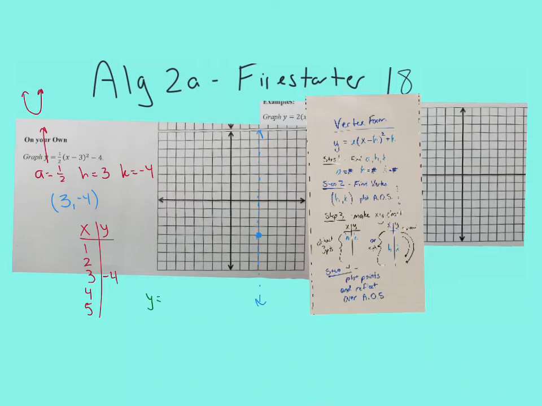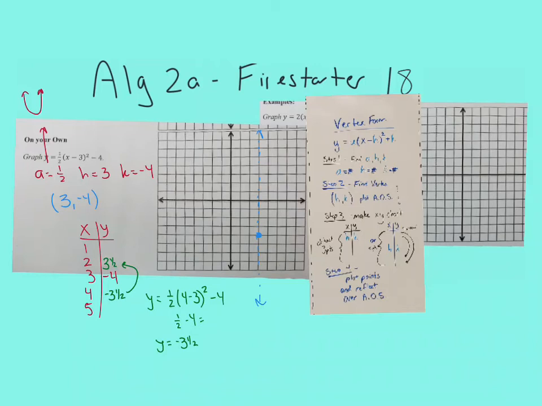So y equals 1/2 (4 minus 3) squared minus 4. 4 minus 3 is 1. 1 squared is 1 times 1/2, so I get 1/2 minus 4, which is y equals negative 3.5. Right? So if that bothers you, you don't have to use that point. You can always pick a new point if it bothers you.